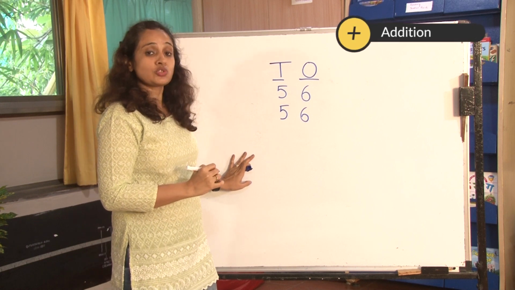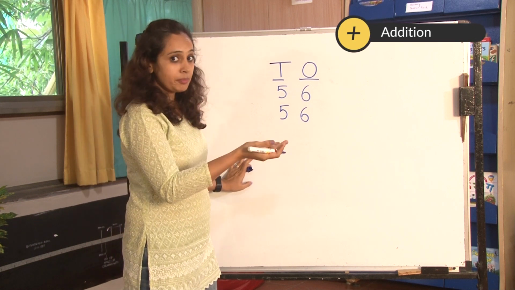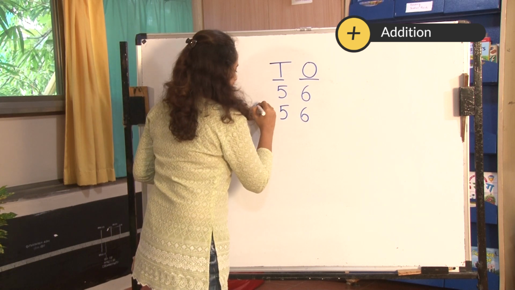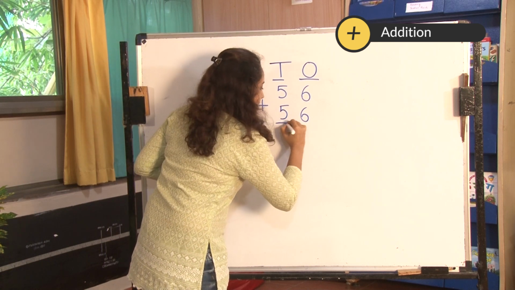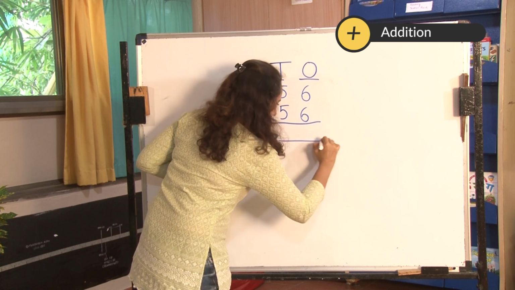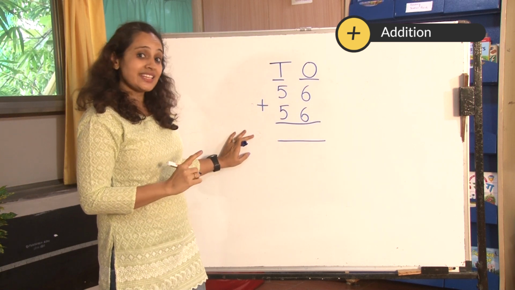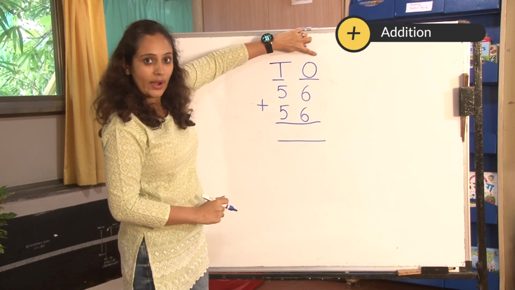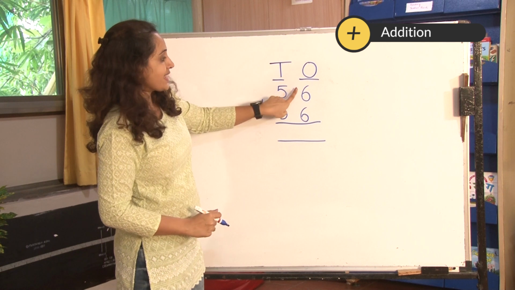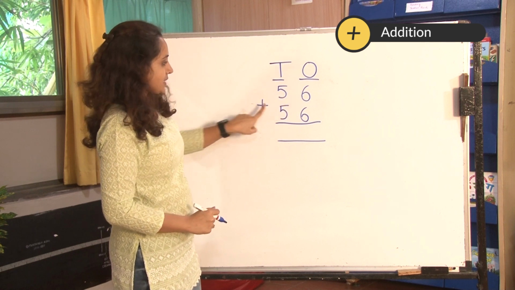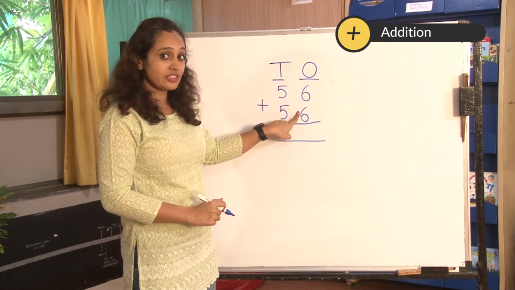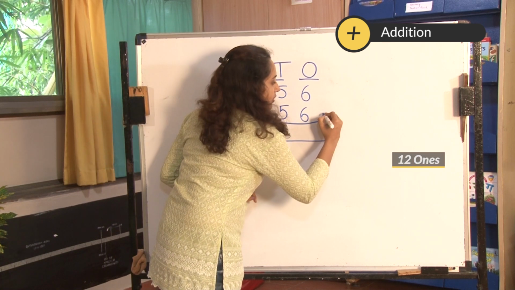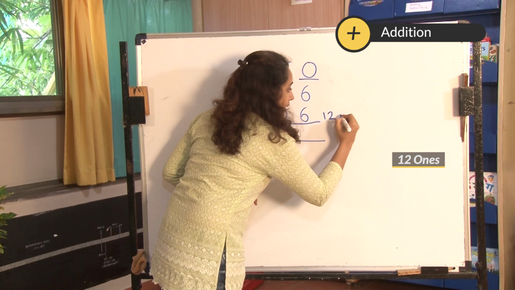Now if I want to know the total amount I need to pay the shopkeeper, what do I do? Yes, I'll add it up. So let me add. As I shared, where do we start from? We always start from the ones place. So what do I have? 6 ones plus 6 ones. So how many ones do I get? Yes, I get 12 ones. So I'll write my 12 here.